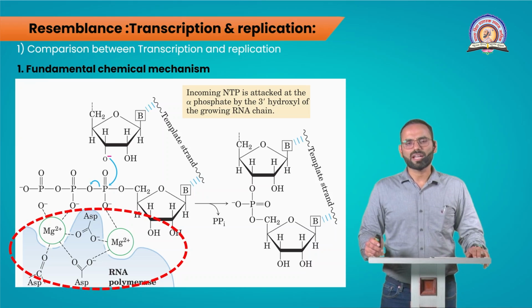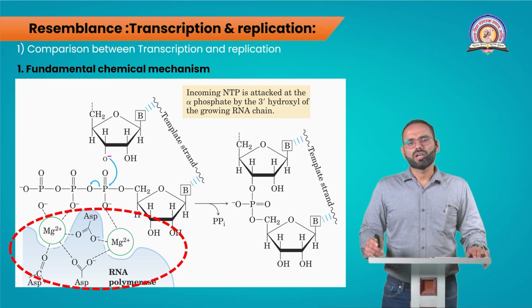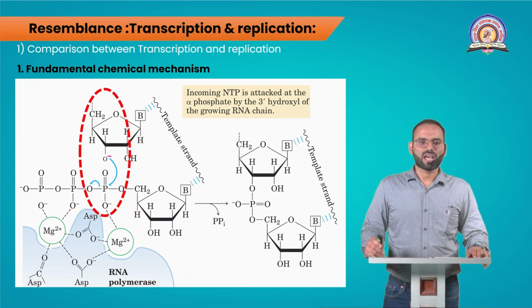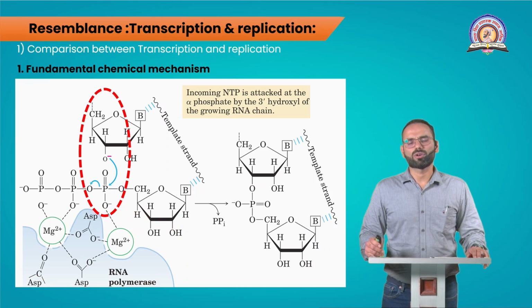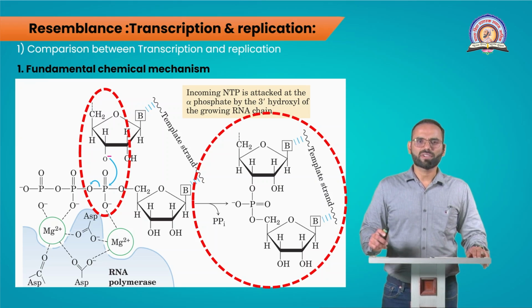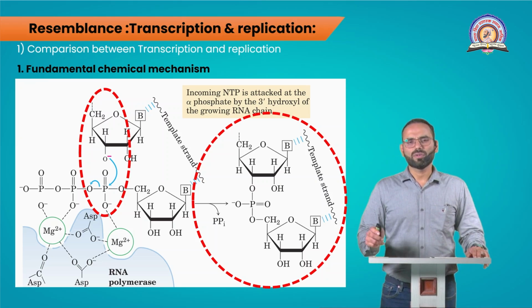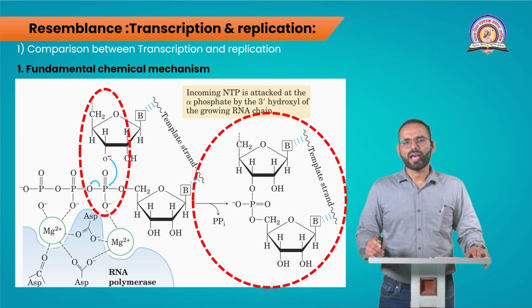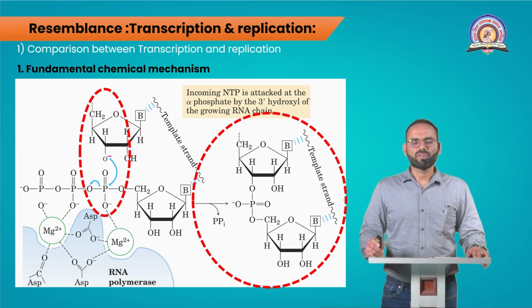These magnesium ions in turn carry out the nucleophilic attack of the alpha phosphate onto the 3' hydroxyl group. Followed by this attack, there is formation of the phosphodiester bond and a release of the pyrophosphate. So in the case of transcription and replication, the formation of the phosphodiester bond and the release of the pyrophosphate are very much similar.